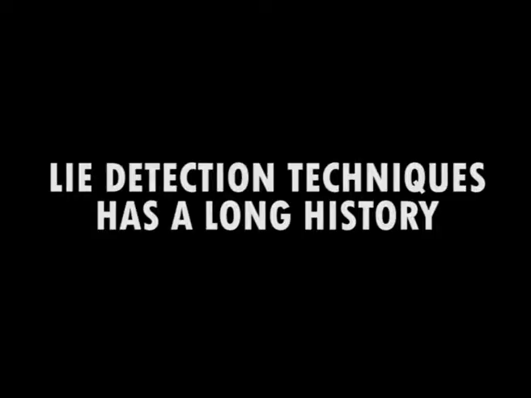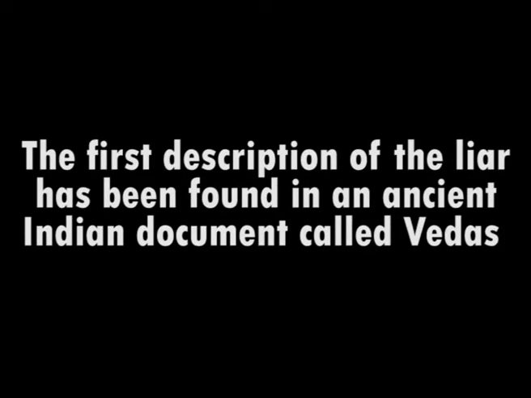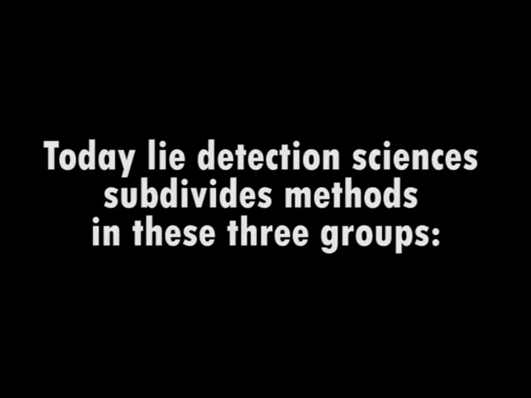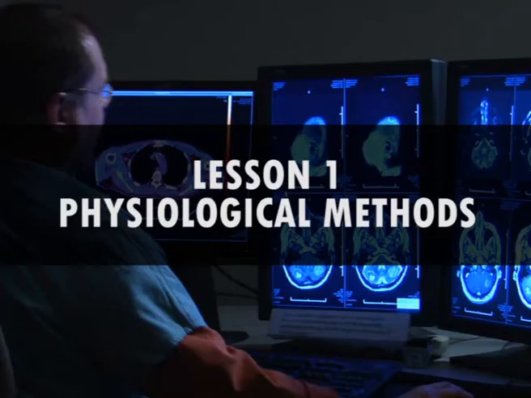Lie detection techniques have a long history. The first description of the liar has been found in an ancient Indian document called the Vedas. Today, lie detection science subdivides its methods into three groups. The first is called physiological methods. The second, non-verbal methods. And the third one, which we will talk about, the verbal methods.